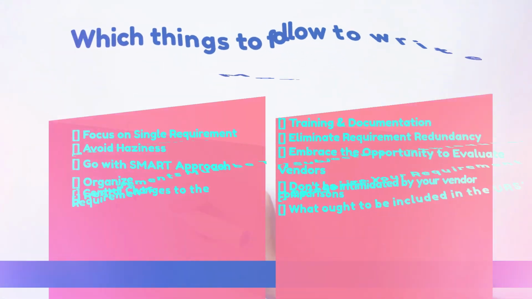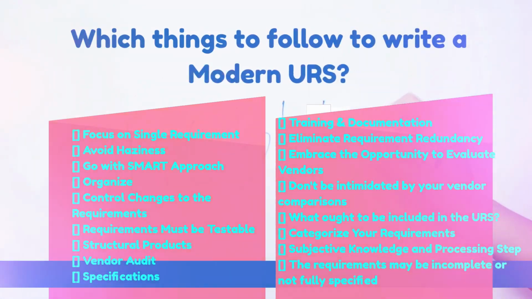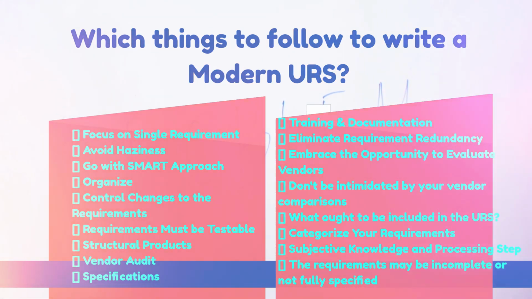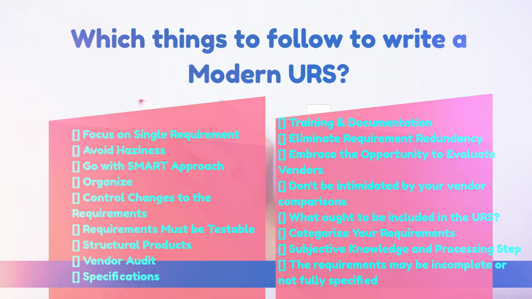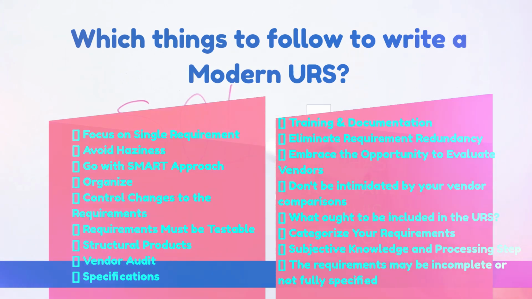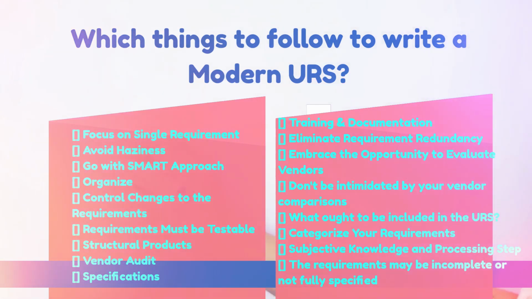Which things to follow to write a modern URS? To write the best URS, you need to keep the following points in mind. Focus on a single requirement, avoid haziness, go with a SMART approach, organize, control changes, requirements must be testable, structural products, vendor audit, specifications, training and documentation, eliminate requirement redundancy, embrace the opportunity to evaluate vendors, don't be intimidated by your vendor comparisons.